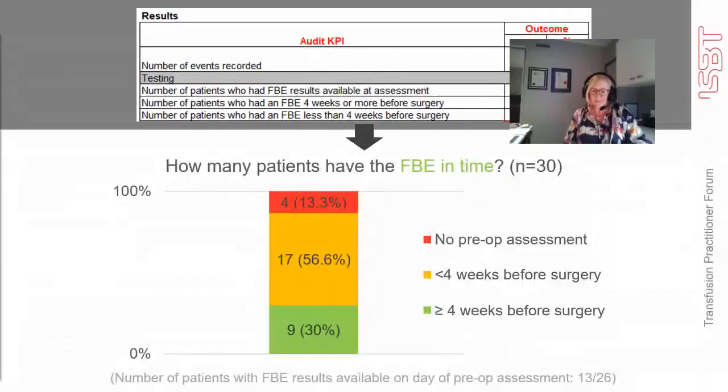To make the story complete, you can make an annotation. This is done, for example, in the gray beneath the graph. So the number of patients with results available on the day of pre-op assessment. So this makes the story more complete.